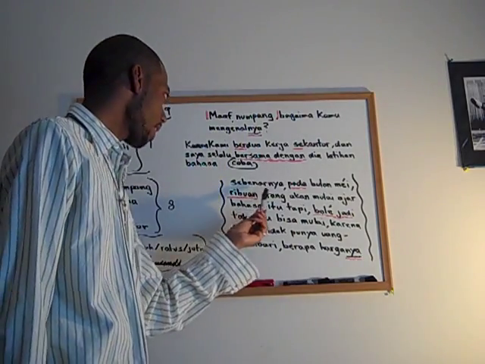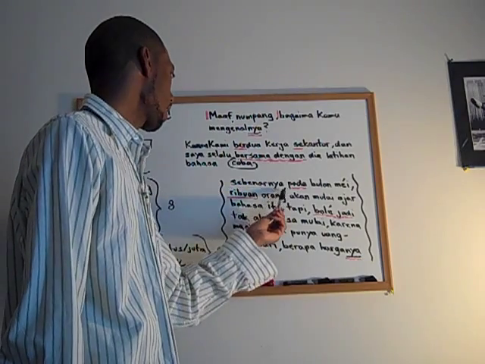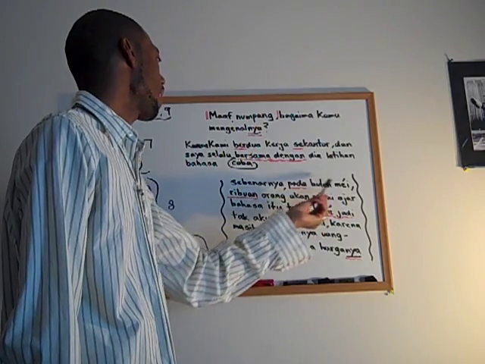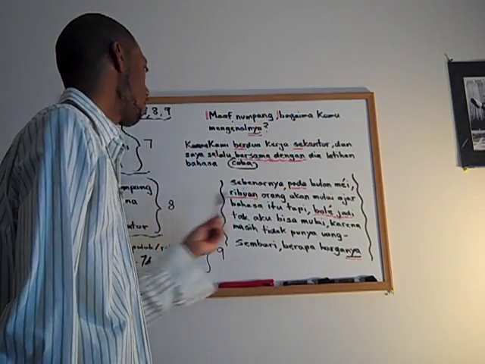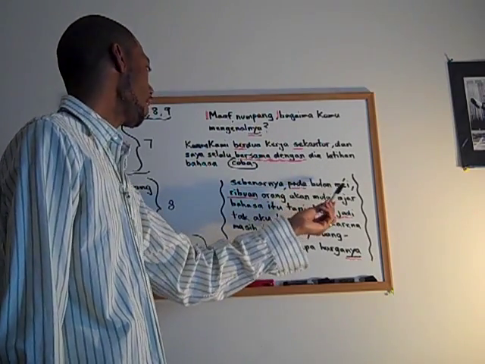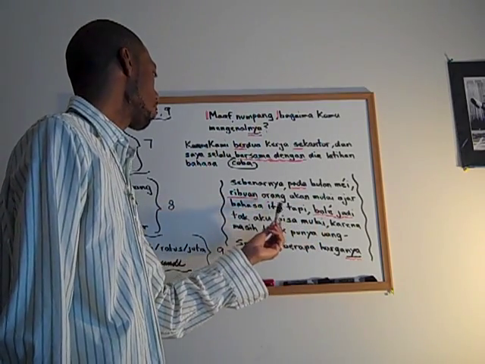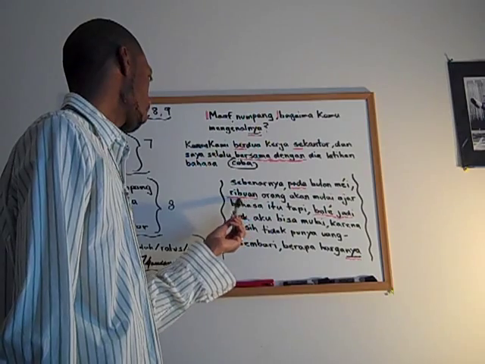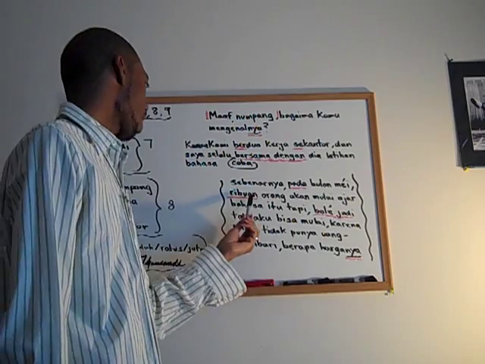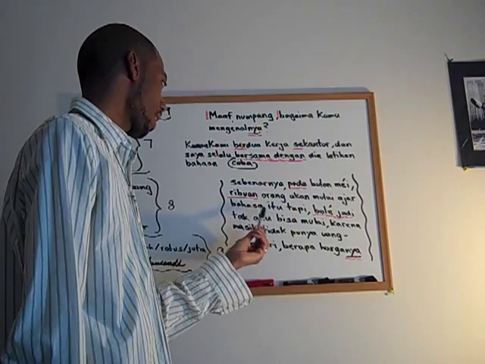The next one will be sebenarnya pada bulan Mei. So sebenarnya is like actually. Sebenarnya pada bulan Mei, in the month of May. I explained pada here in chapter 8. It means in, when they use it like in the month or the season. Pada bulan Mei, in the month of May, ribuan orang akan mulai ajar bahasa itu. So ribuan, that's thousands, and it was talked about in chapter 9. So thousands of people will begin to study this language or that language, bahasa itu.